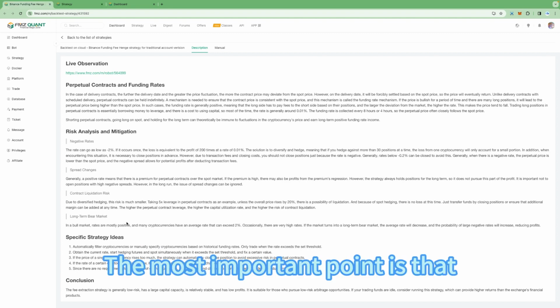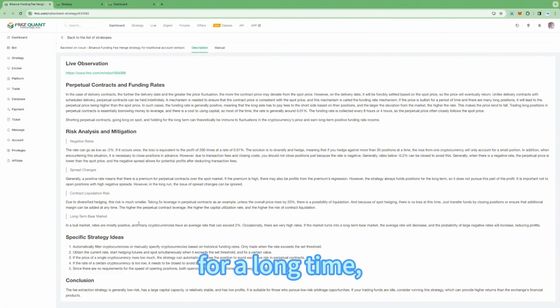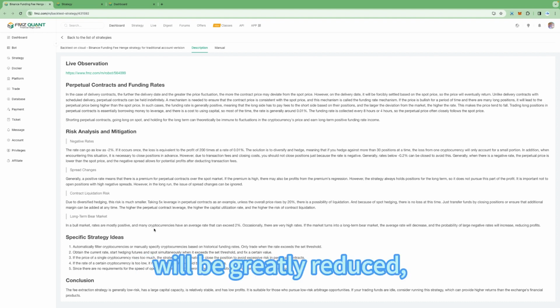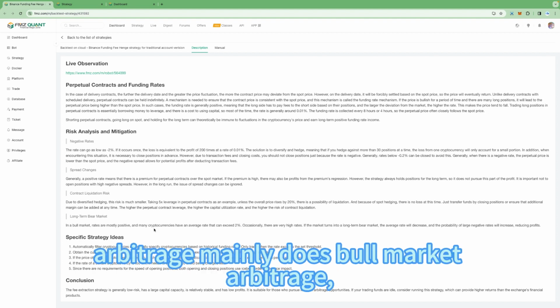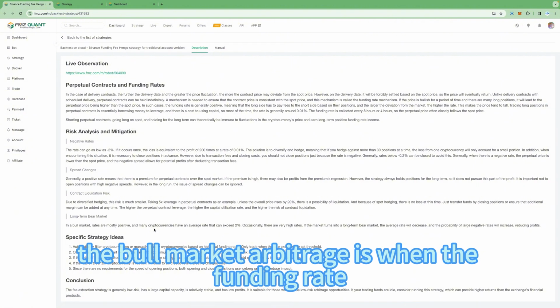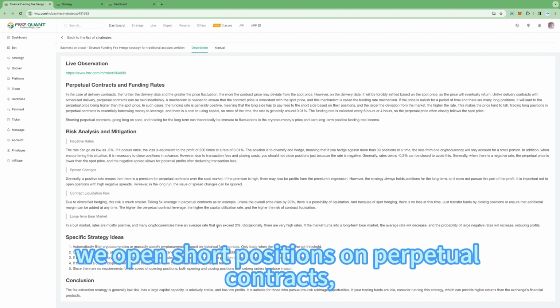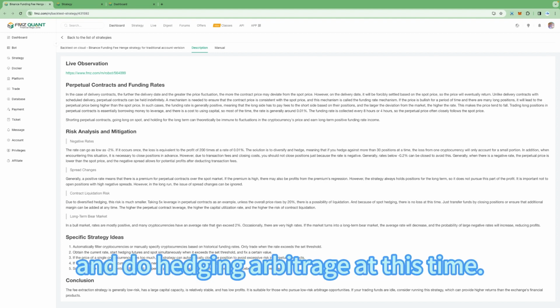The most important point is that if the market situation is in a bear market for a long time, the returns of funding rates will be greatly reduced, because funding rate arbitrage mainly does bull market arbitrage. Generally, the bull market arbitrage is when the funding rate is positive. We open short positions on perpetual contracts, long spot, buy spot, and do hedging arbitrage at this time.